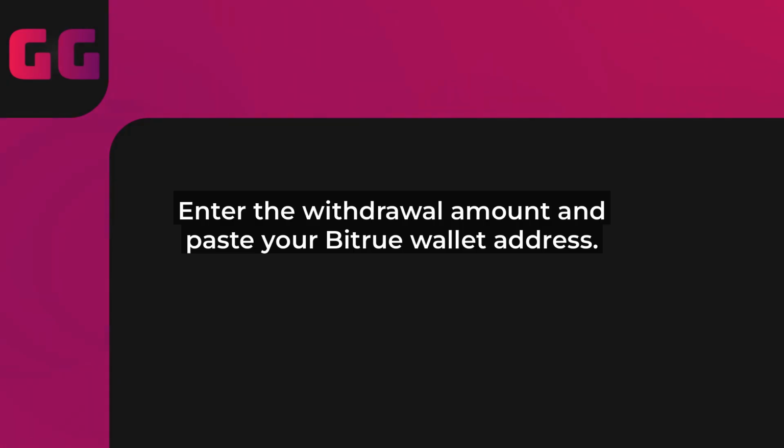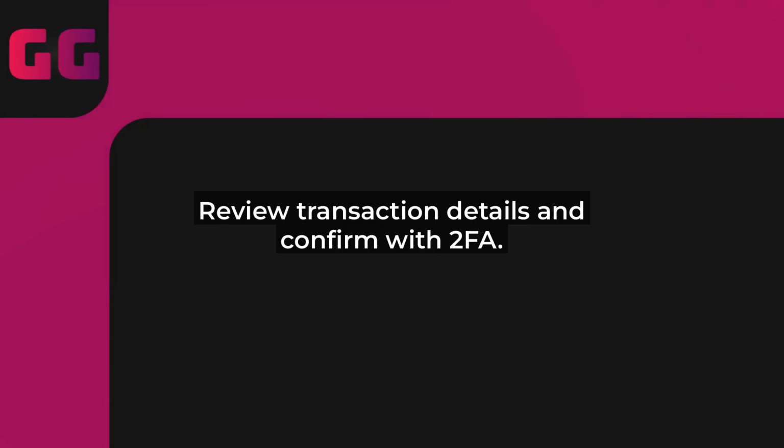Step 3. Enter the withdrawal amount. Decide how much USDT you want to send, but remember to account for any network fees. Then, paste in your Bitrue wallet address. To get this, log into Bitrue, go to your wallet, and copy the USDT deposit address. Double-check it matches the right network.